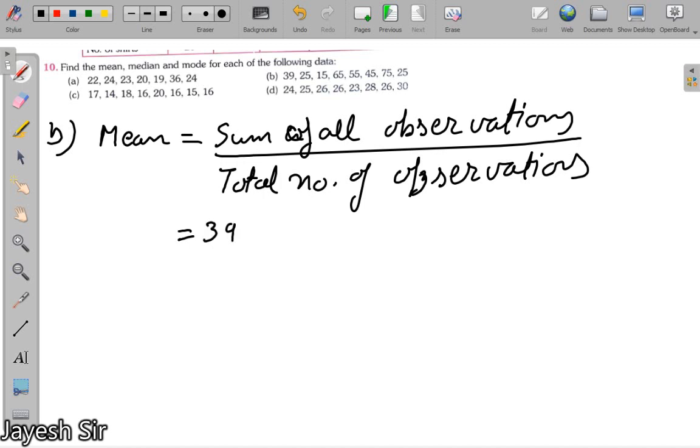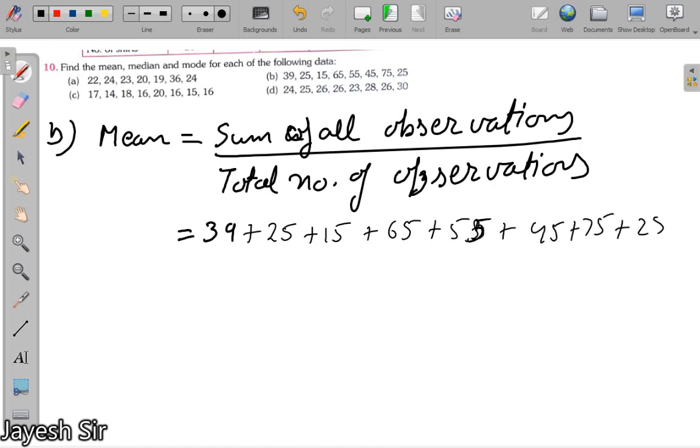It is 39 plus 25 plus 15 plus 65 plus 55 plus 45 plus 75 plus 25, upon 8. Okay, so first of all we add all these numbers. First one is 39. This is okay.